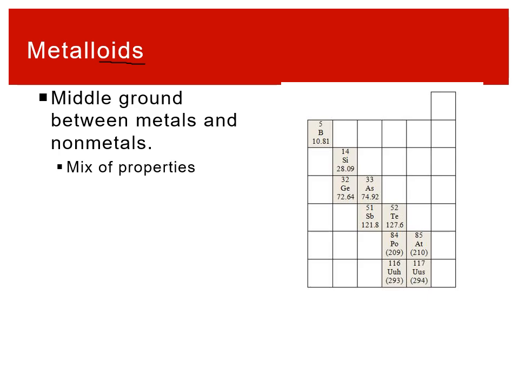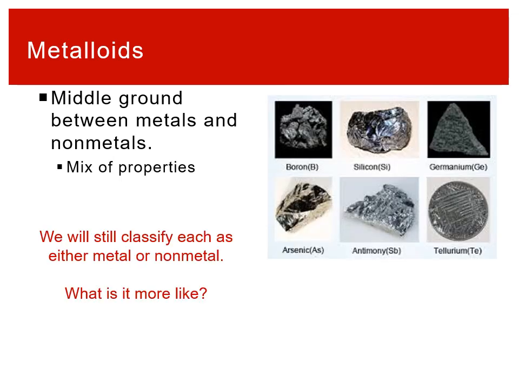Factoid is commonly misused. A factoid is something that looks like a fact, but it's false. It's a falsehood that's presented as fact. So metalloids look like metals, but they're not quite there. You can see examples of them here. They're all kind of shiny-ish. They're maybe a little bit malleable to an extent. And they conduct electricity, kind of.